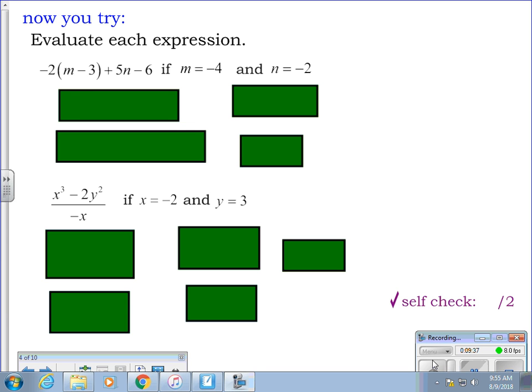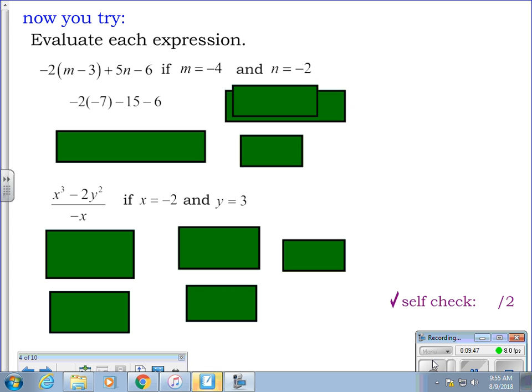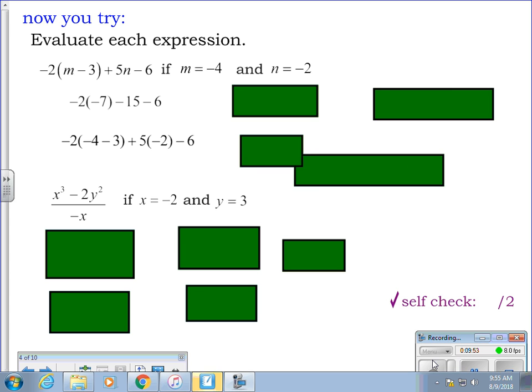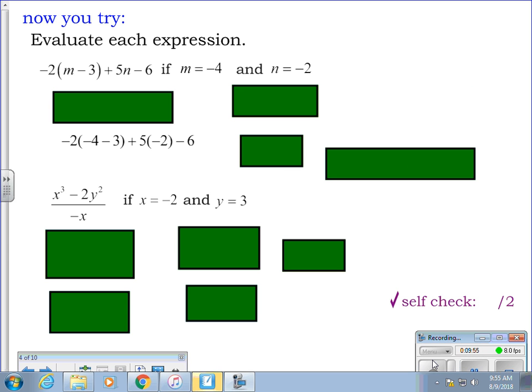Okay, so let's do this. So once again, your first step is to plug them in. I have -2 times n minus 3 times 5n minus 6. M is -4. N is -2. And I think I did this backwards. Did I do that one backwards? I did do that one backwards. My bad. There's your first step.